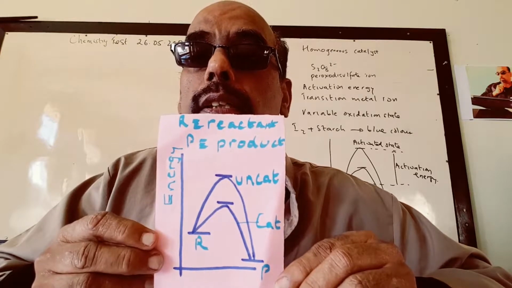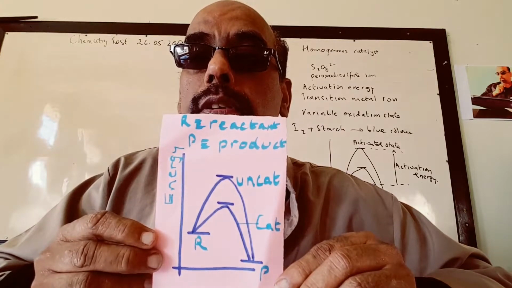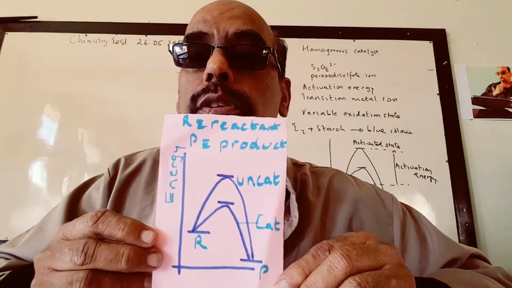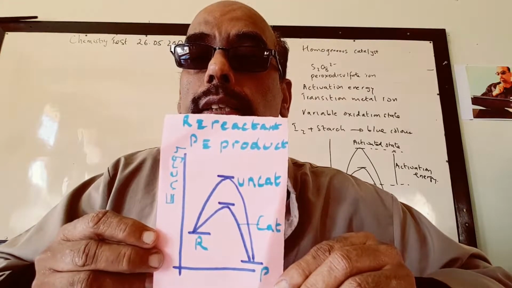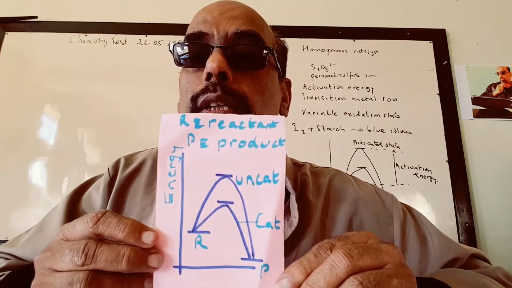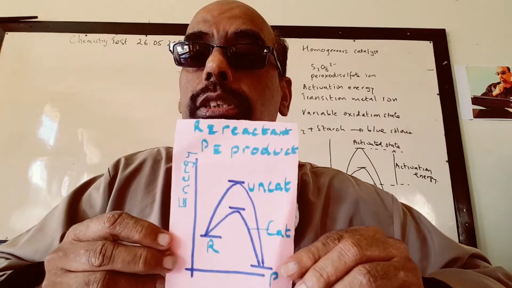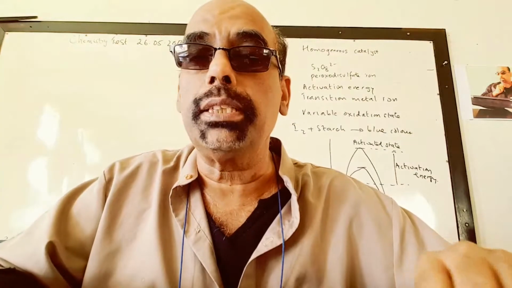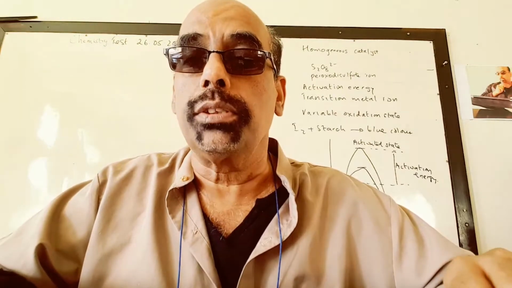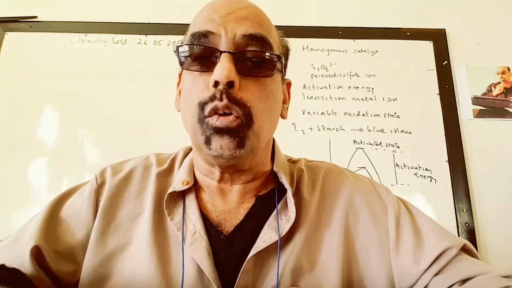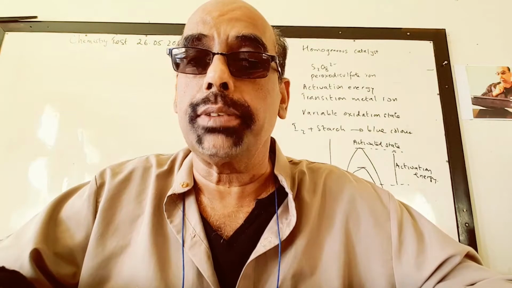As you can see, using iron(II), the different route followed requires a lower activation energy. The reaction is fast, the reaction takes place without heating. So this is an example of a homogeneous catalyzed reaction.